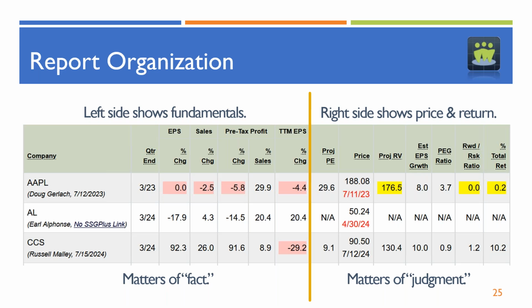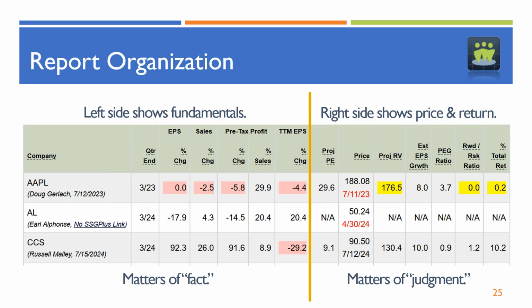So let's take a look at those fundamentals. On the left side is where the fundamentals are, the matters of fact, as I refer to them. This is just data. A quarter was reported. There's a percentage change for earnings, for sales, for pre-tax profit. There's a profit margin. That's the pre-tax profit as a percentage of sales column. And we also look at the trailing 12-month earnings per share percentage change. Instead of just looking at this quarter compared to the year ago quarter, we look at the last 12 months compared to the 12 months before then. That gives you a little better sense of the existence of a trend, perhaps.